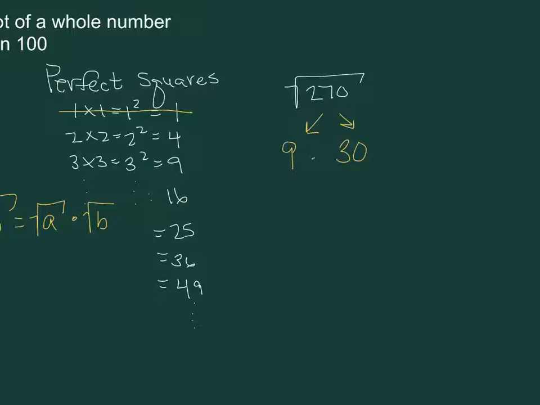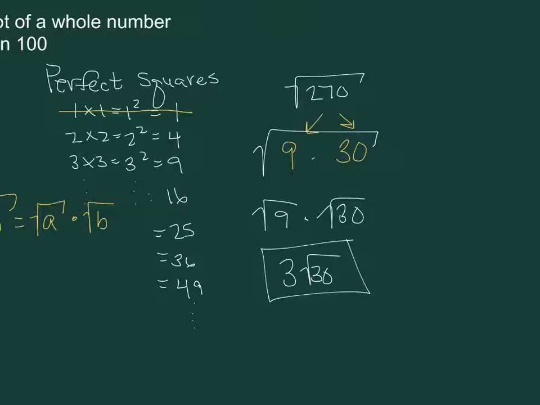9 times 30. Now remember, there's a square root over the whole thing, but because of the rule that I can use with these exponents, I know it's really the square root of 9 times the square root of 30. And the square root of 9 is simply 3, and this would be times the square root of 30. And that's your answer. So you should be able to get through this in about 3 steps.